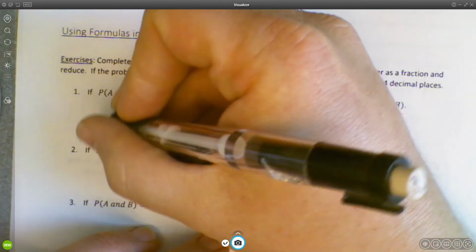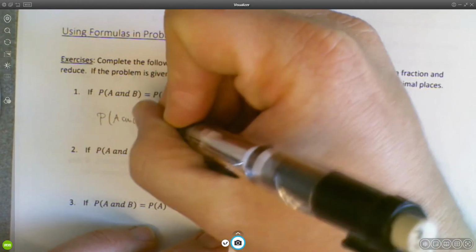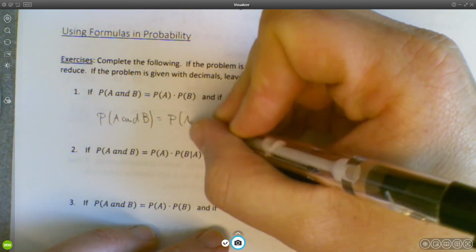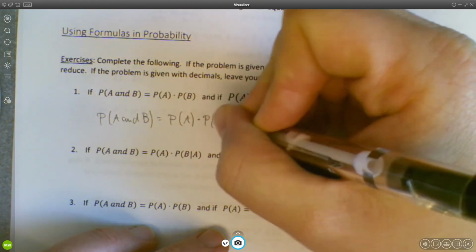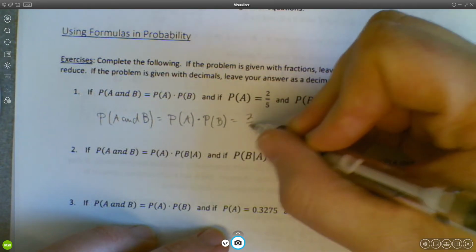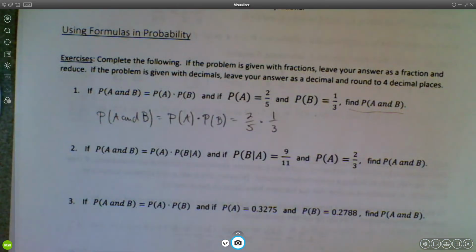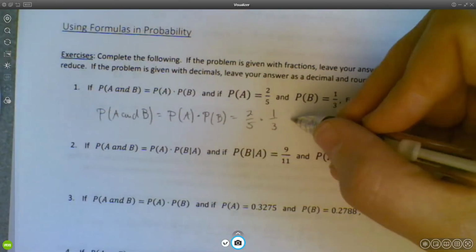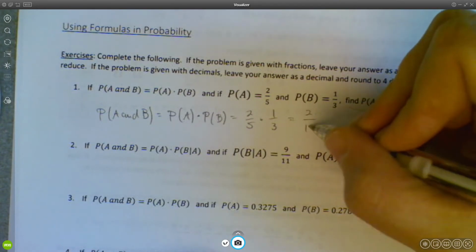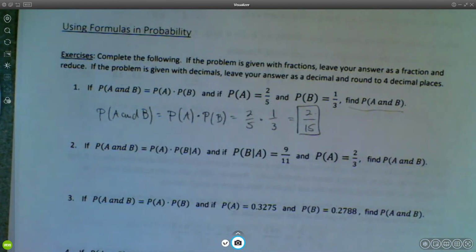So we know probability of A and B is going to be probability of A times probability of B. That's probability of A, 2/5, times probability of B, 1/3. And then you can throw that into your calculator to get the answer, or you can multiply straight across if you prefer. This is 2/15. And that's as far as that one will go. Okay.